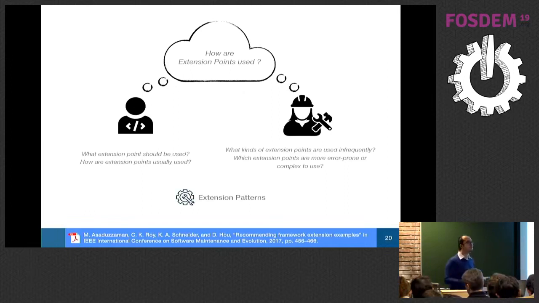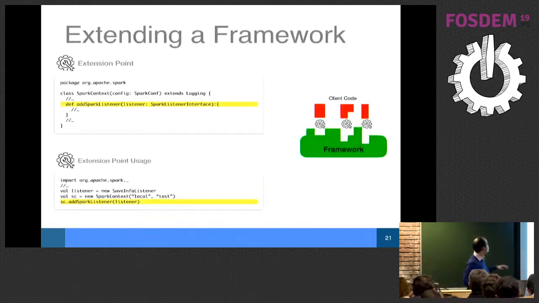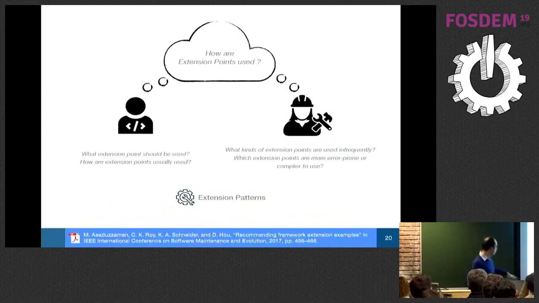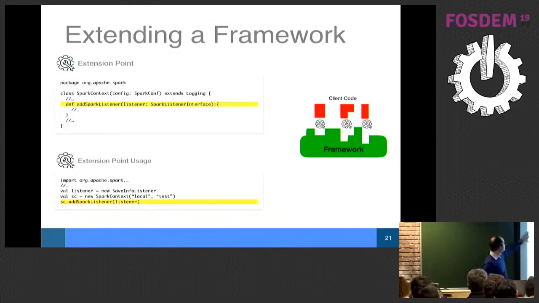I mean, based on comments or based on your opinion, you are going to add or remove APIs, but in the end you don't know what will be the impact of your change. So when you would like to extend a framework, and this is a definition from a paper of a few years ago, you have an extension point, that is the part that you should extend, and then you have a usage that actually defines how you are going to extend your framework.